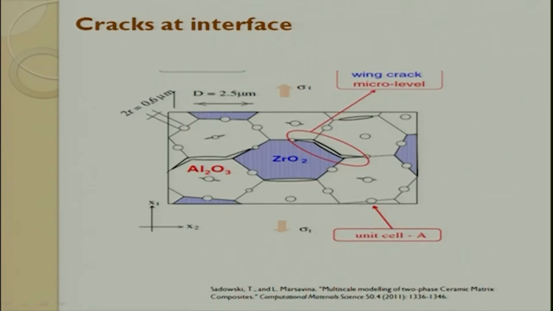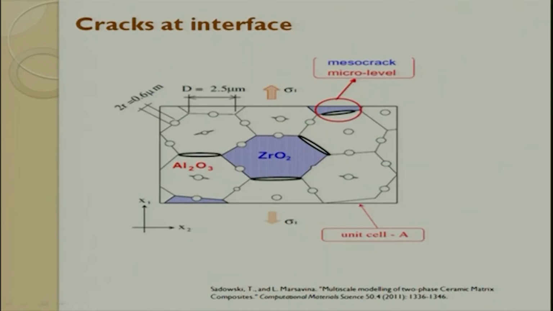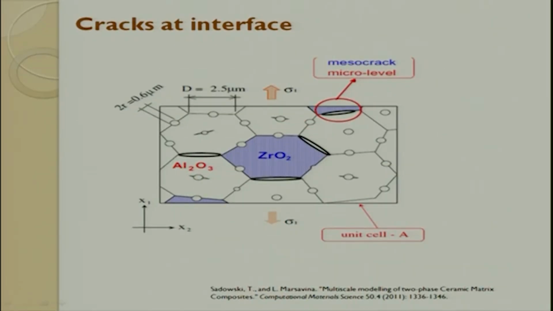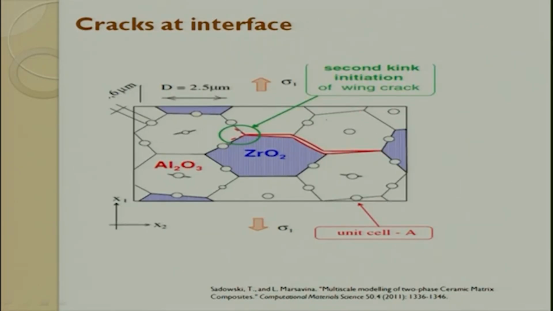So you look at it. These are nothing but wing cracks at micro level between the interface. These are meso cracks, these are wing cracks, micro level cracks which happen, and the crack keeps growing. You see beautifully the crack keeps going from here to the next crack. And the other thing is a micro level crack between the grains. And the last one is the second kink initiation of the wing crack. So you can see here, it again bifurcates and starts growing.